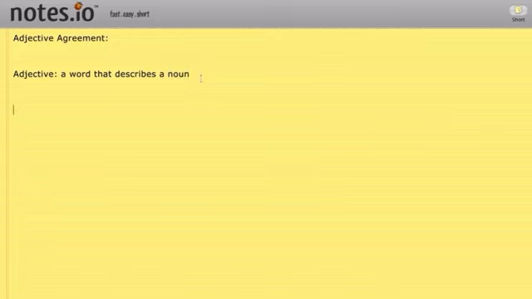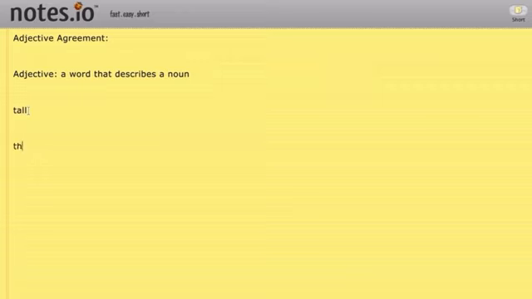So, for example, if I were to take the word tall, which I'll be using for most examples in this video, this would be an example of an adjective. Tall, intelligent, fast, things like that. Anything that can describe a noun. Now, one thing to note is the fact that adjectives actually work different in English. There's only one form of tall in English. However, there's four when we're talking about Spanish.